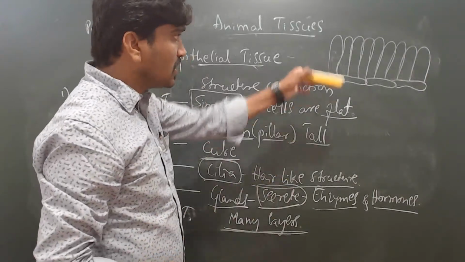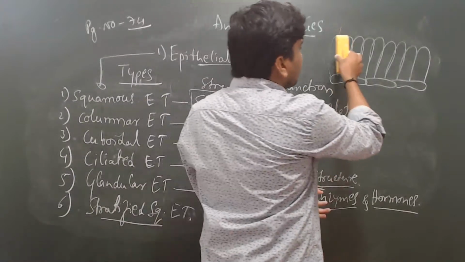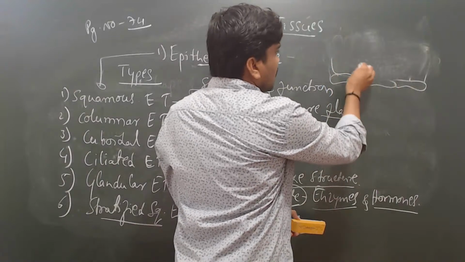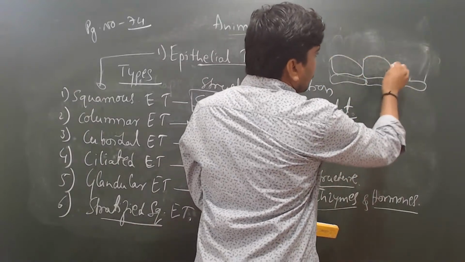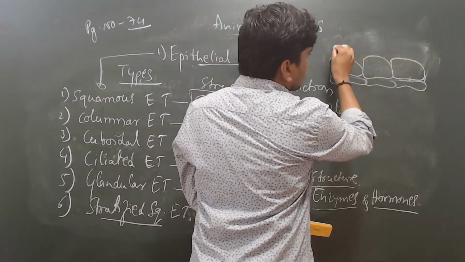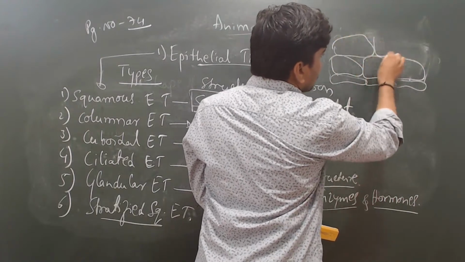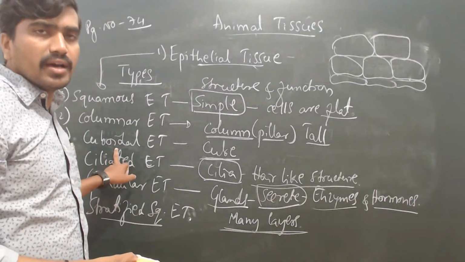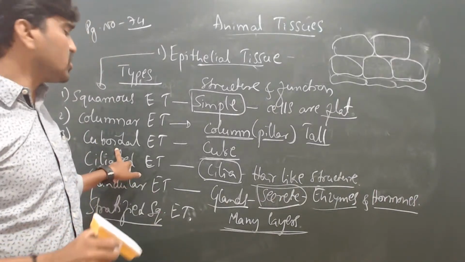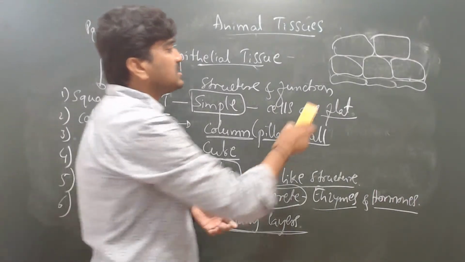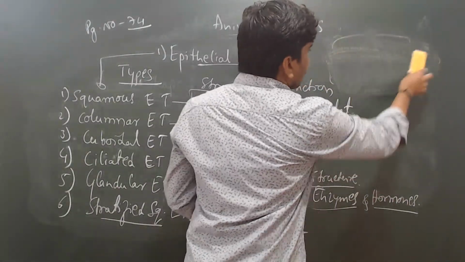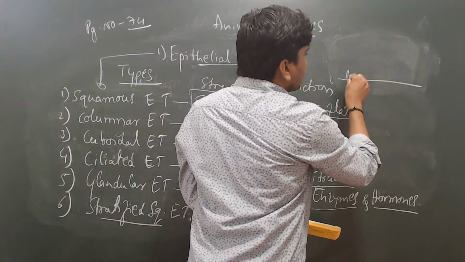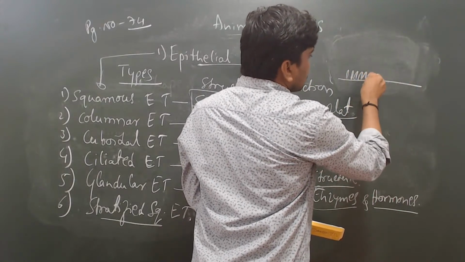Now, if it is arranged in cube-like structures, then it is called cuboidal epithelial tissue. When it contains the cilia, just to think, it contains the cilia, small hair-like structures like this.